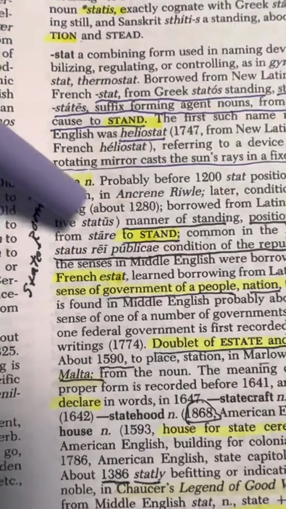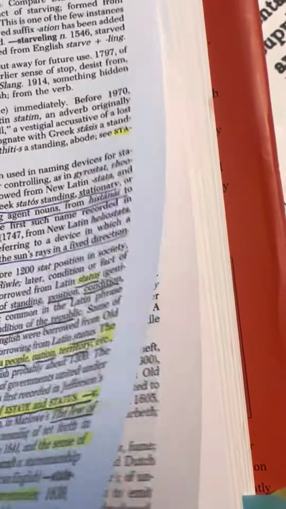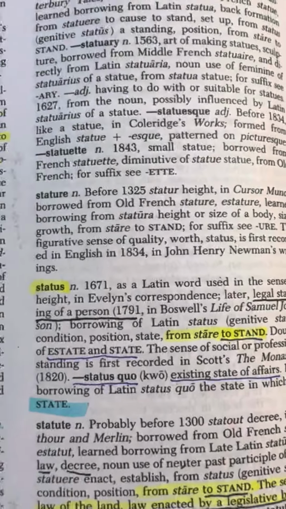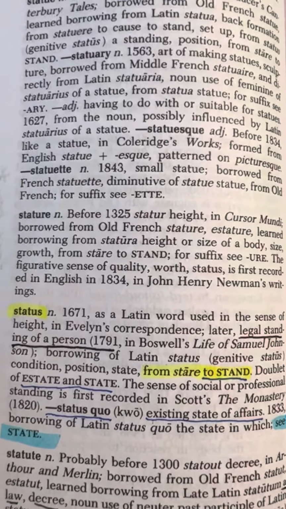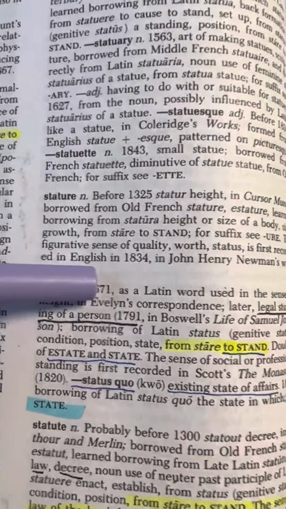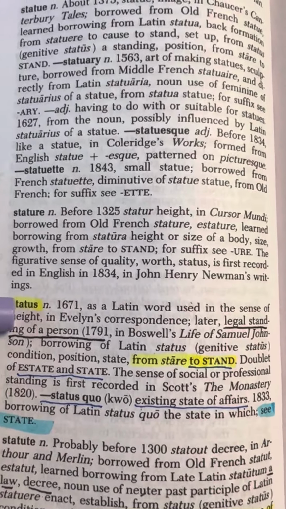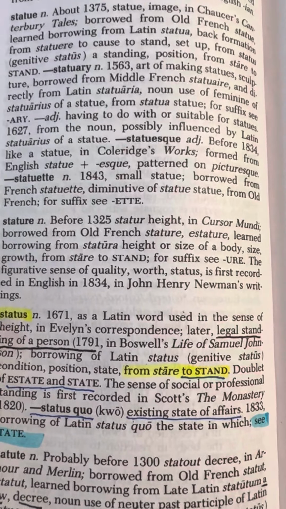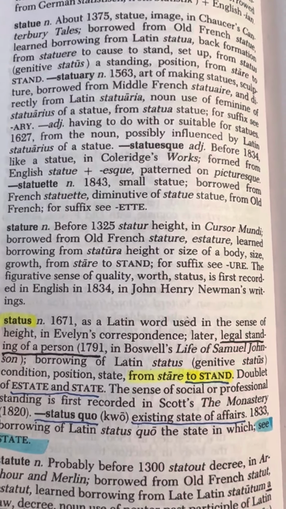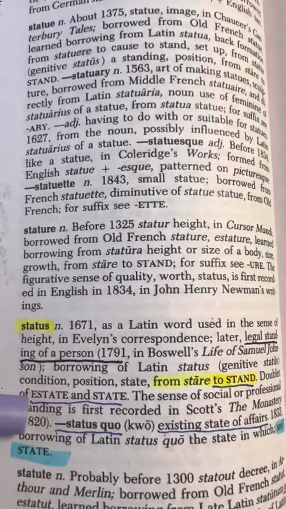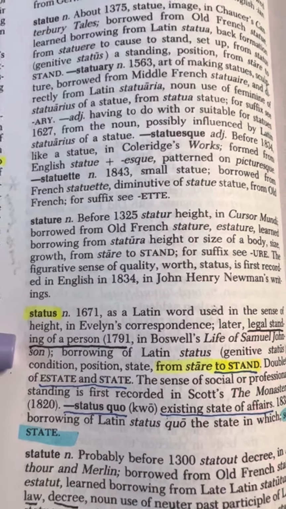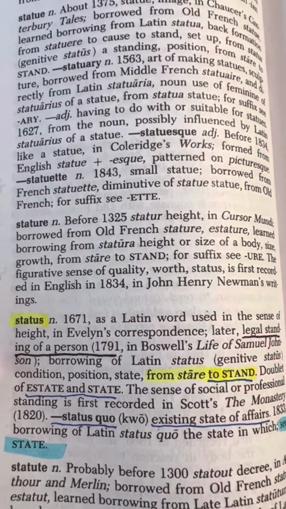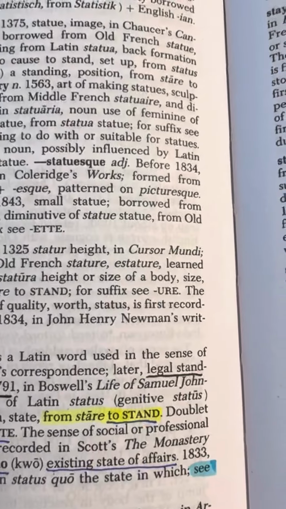Well, that is state, but we can look up status, S-T-A-T-U-S, in 1671 as a Latin word used in the sense of height. In Evelyn's correspondence, later legal standing of a person. Borrowed from Latin status, genitive status.